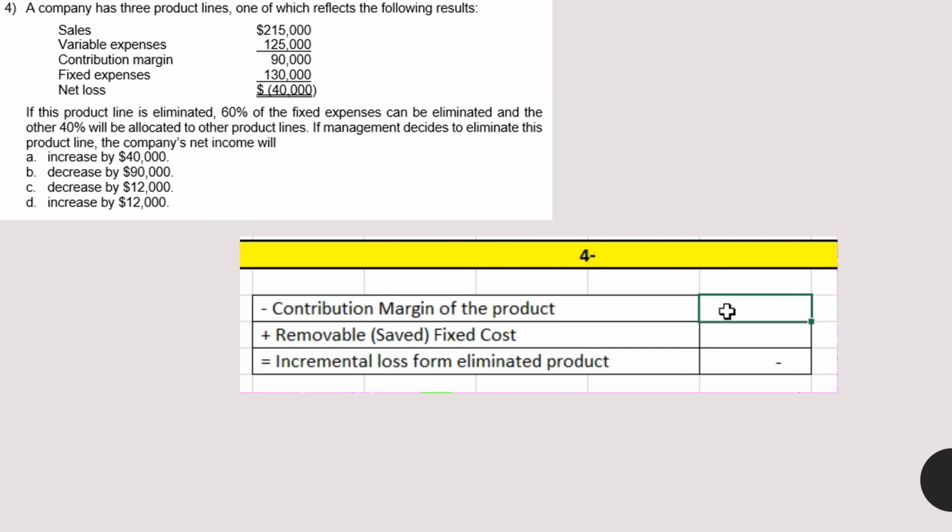So we start with the contribution margin we would lose if we close this line, so we'd have $90,000 lost. And the saved fixed cost, we're told, is $130,000 times only 60%. So we'd save $78,000 of fixed cost. By eliminating this product line, it would actually create an incremental loss of $12,000. Therefore, it is option C, which is a decrease in net income of $12,000.